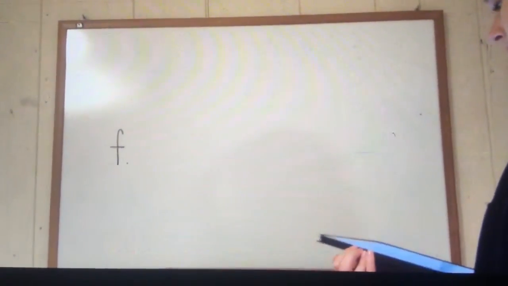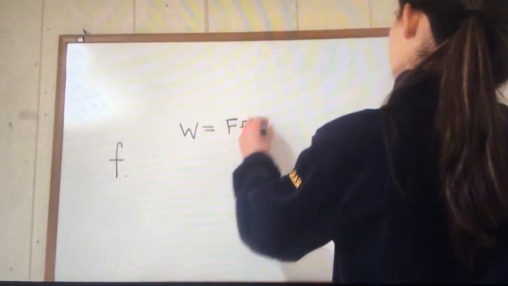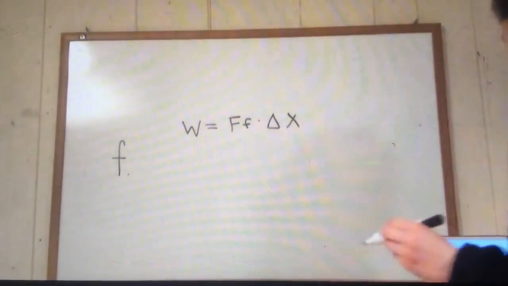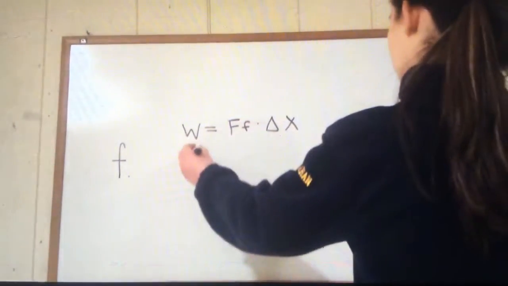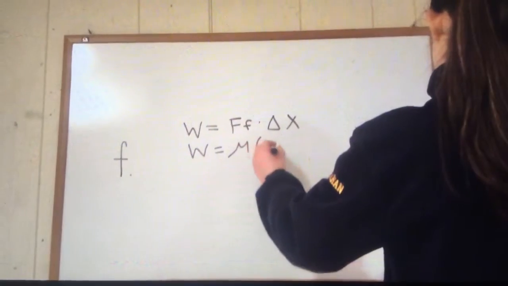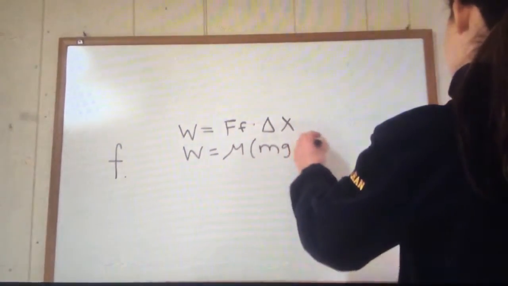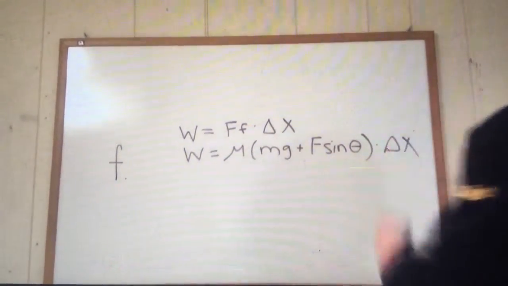Now we must find the coefficient of kinetic friction, otherwise known as mu, between the sled and the surface. So first we will set up our work equation. Work is equal to force of friction times the displacement. Next, we will substitute the force of friction by writing work is equal to mu times (mg plus F sine theta) times the displacement.